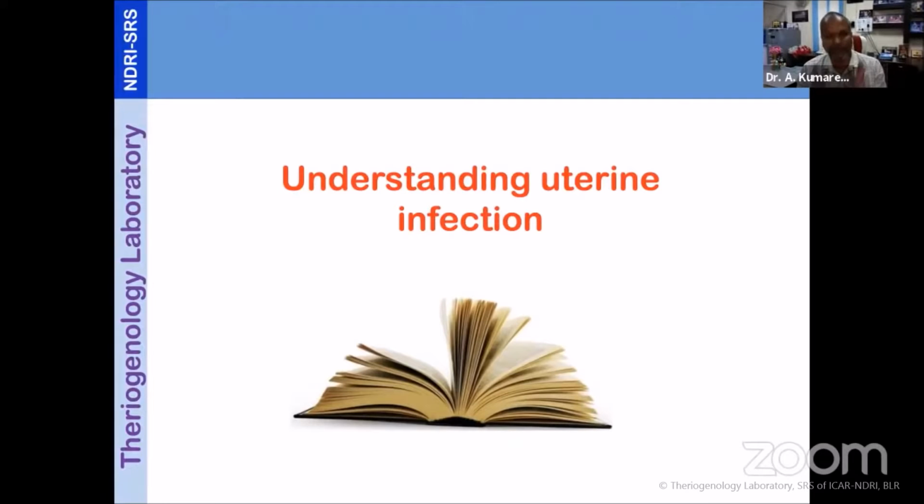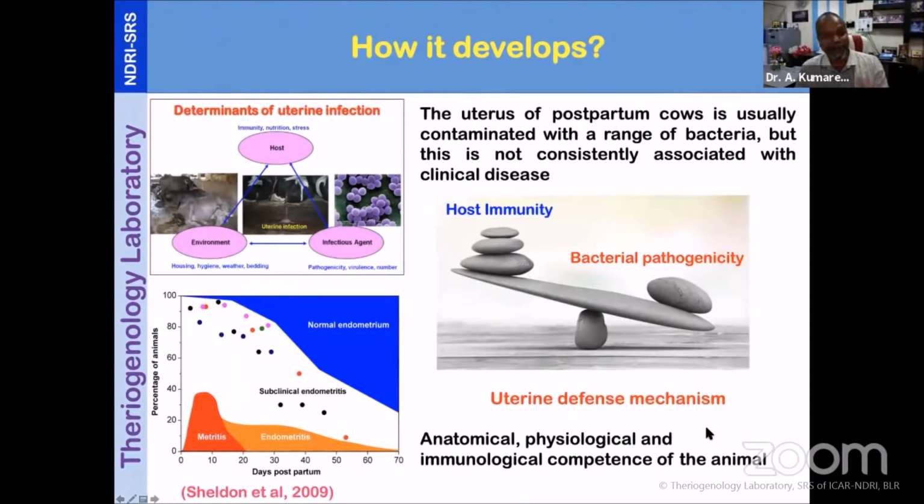We have to understand why uterine infection occurs, how it occurs. I will not get into the molecular details, but just an overview, so that depending upon the production system, one can adopt a strategy. So how does uterine infection develop?